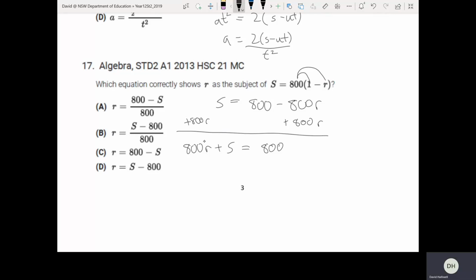Okay. I need to deal with the thing further away from R now, which is this plus S. Okay. We're trying to isolate R. So I minus S from both sides, I get 800R is equal to 800 minus S. And then I don't like that times by 800, so I'm going to divide by 800 on both sides. Okay, so dividing by 800 here, knock that out. And dividing by 800 here, we'll get R is 800 minus S over 800.